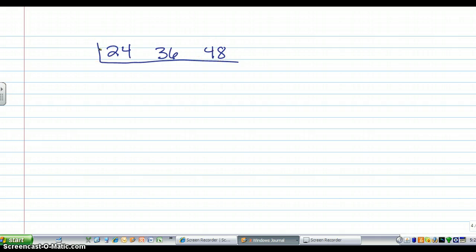Think about your divisibility rules. Check out what each of these babies end with. They're all even numbers. So what do you remember? If they're all even numbers, that means that they can be divisible by 2. All right, go ahead and pause and then write your answers of how many times 2 can go into 24 down here, how many times 2 can go into 36 underneath here, and how many times 2 can go into 48 underneath the 48.